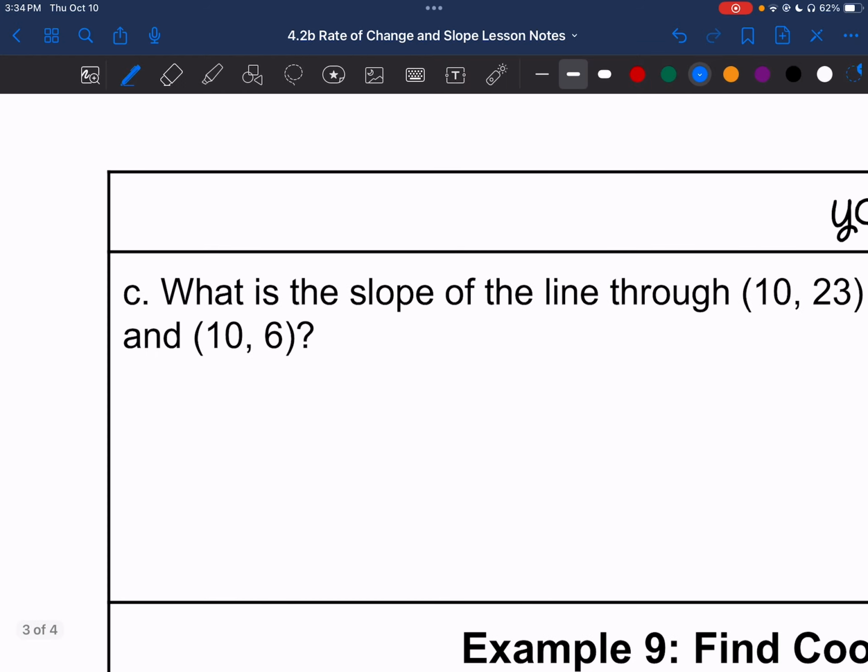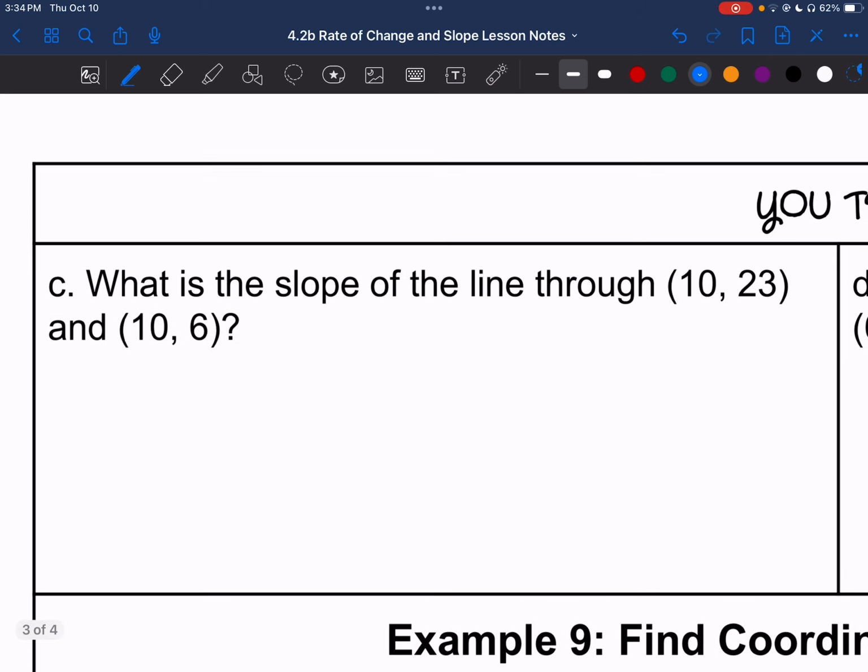All right, I'm going to ask you to do letters C and D on your own. These are finding slopes of horizontal and vertical lines, but they are using ordered pairs instead.